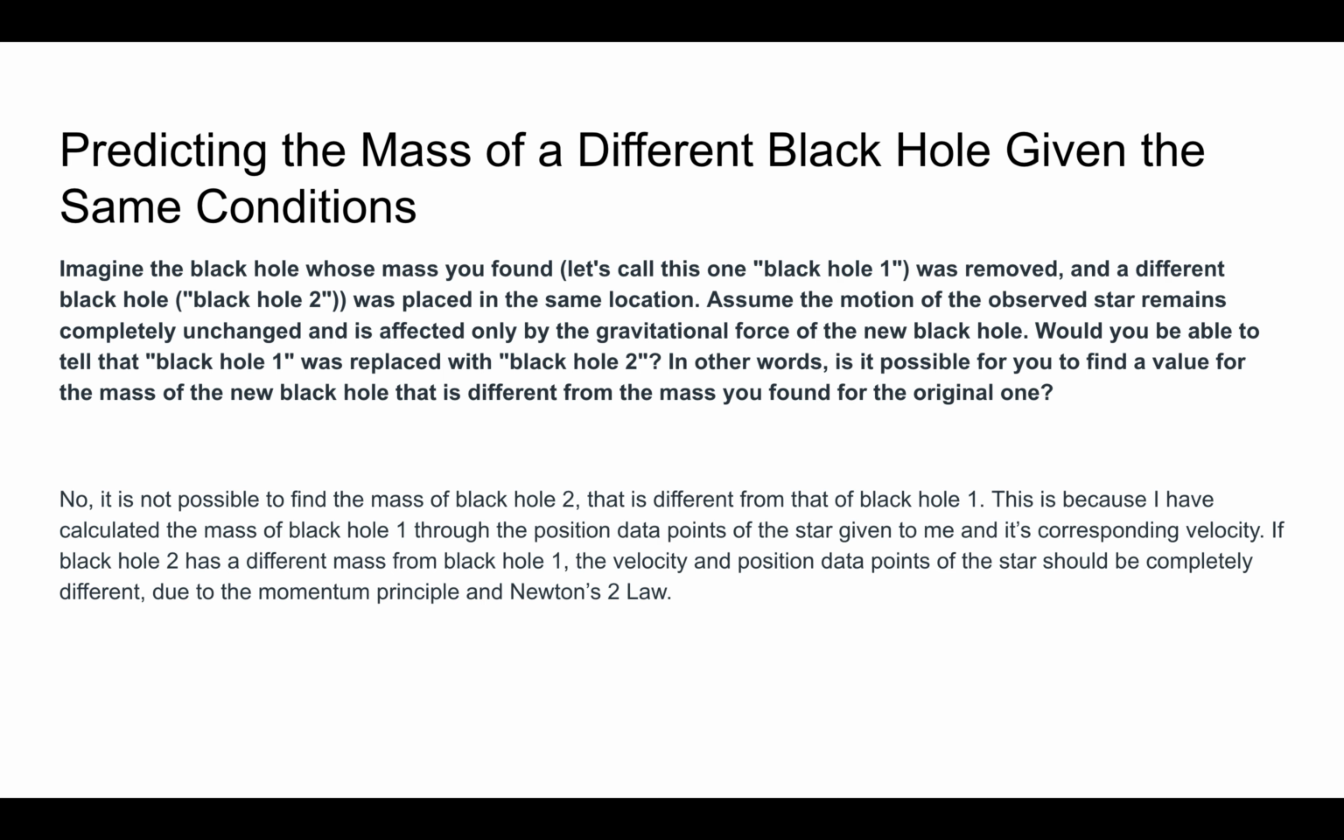If black hole 2 has a different mass from black hole 1, the velocity and position data points of the star should be completely different due to the momentum principle and Newton's second law. But in this example as described, we would be trying to calculate a different mass based on the same data points, and that's just not possible here. Thank you.